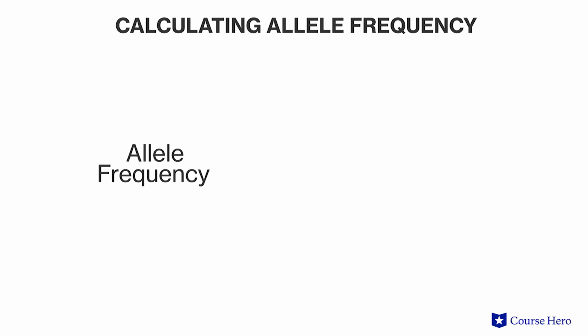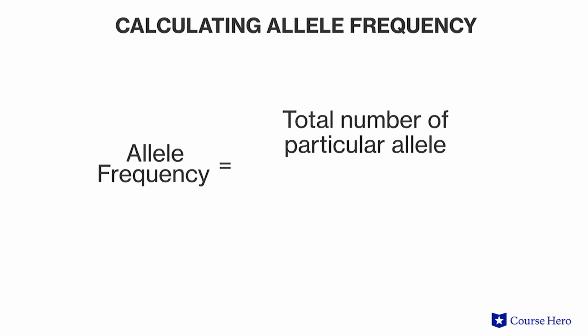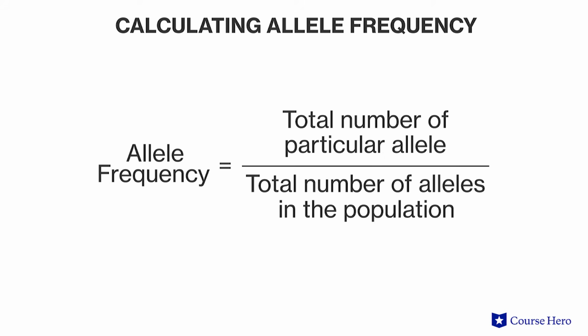The gene pool of a population can also be described in terms of the allelic frequencies. The allelic frequency for a particular allele is calculated by counting the total number of that particular allele divided by the total number of alleles in the population. So for the cystic fibrosis example, the allelic frequency for the big C allele is calculated as follows.